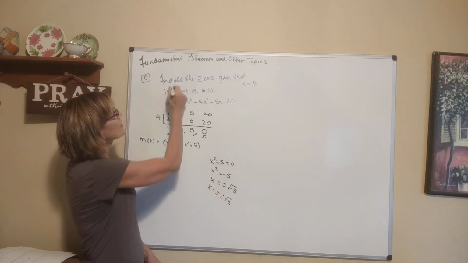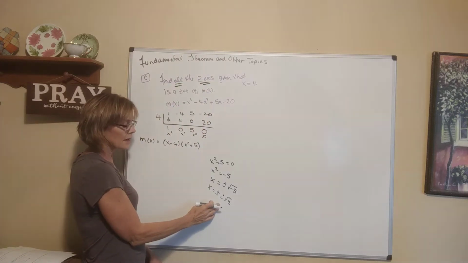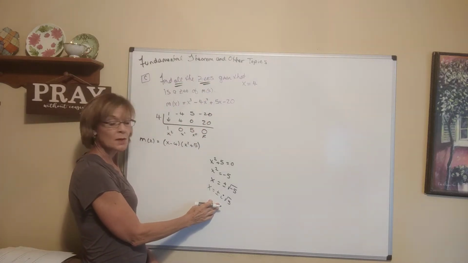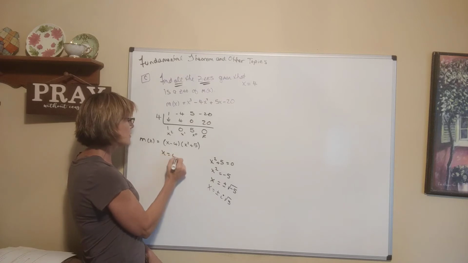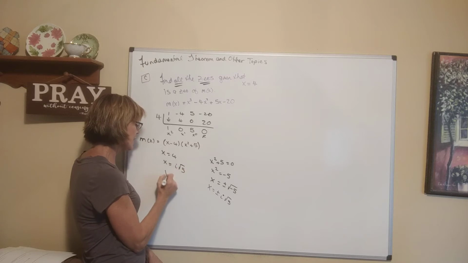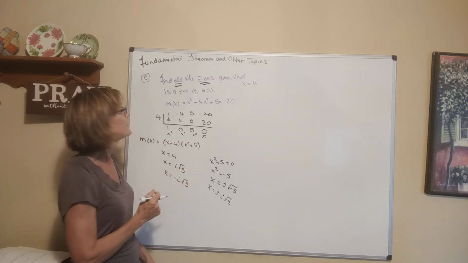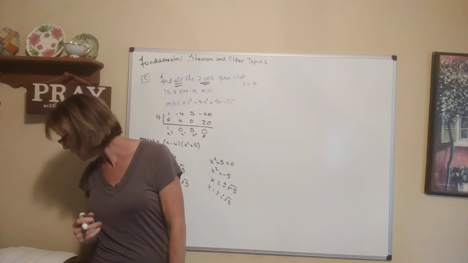So it said find all the zeros. This is not a real root, this is an imaginary root, so we get x is 4, x is i times the square root of 5, x is negative i times the square root of 5. We found them all. All right, let's look at part D.